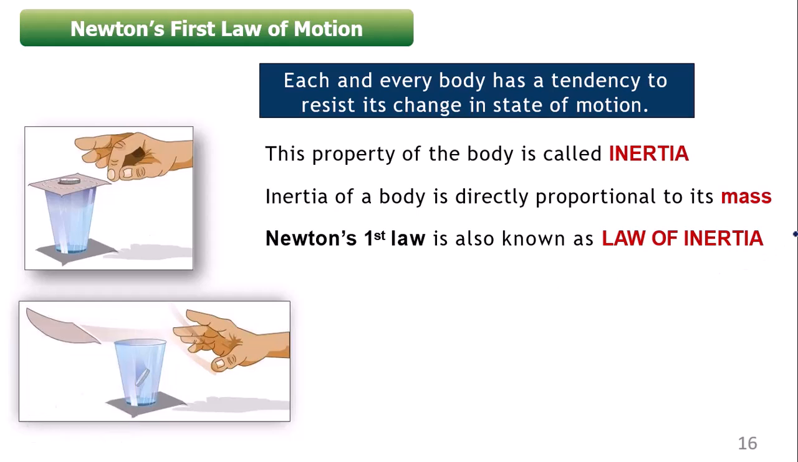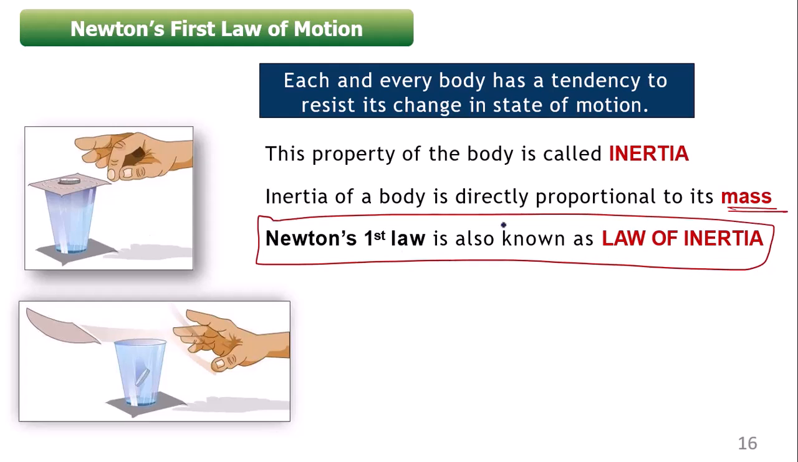Inertia is basically the quantity associated with the mass, directly proportional to the mass. A body having a lower value of mass has a lower value of inertia. A body having a higher value of mass has a higher value of inertia. So Newton's first law is also known as the law of inertia. There are two types of inertia that we have already discussed in this law: the inertia of rest and the inertia of motion.